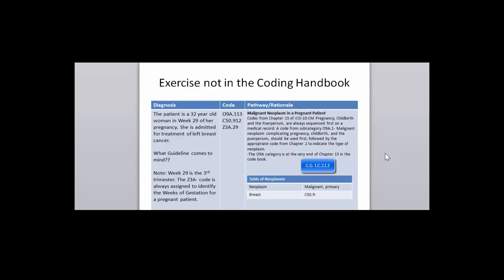There is a guideline for malignant neoplasm in a pregnant patient, and this tells us to use the O, that's not a 0, O9A.113 code. The O9A category is at the very end of chapter 15 in the code book. I'll show you that in a moment. So we're going to use that code as our principal because chapter 15 codes, the pregnancy or OB codes, are most often your principal. There's a very few instances where they're not.